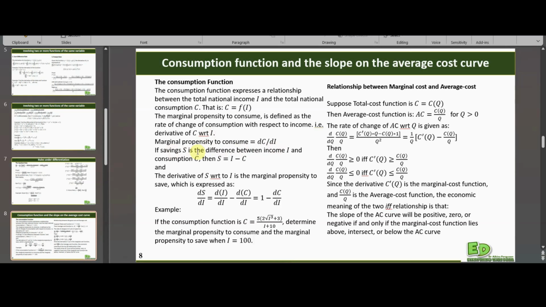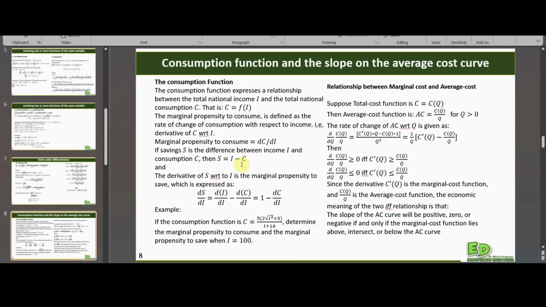So marginal propensity to consume is your dC over dI, right? So derivative with respect to your what? Income. So dC over dI. So how much you consume is dependent on your income, right? Okay. So if savings S is the difference between income I and what? Consumption C, then savings is equal to your income minus your consumption. So how much you have as your income minus the consumption value, right, will give you what is called the savings. So that's the savings function.